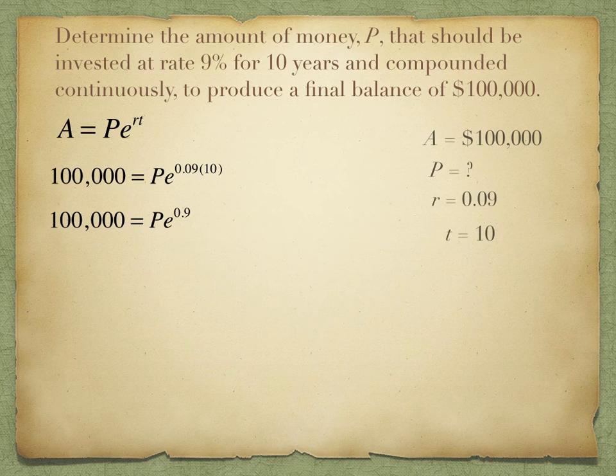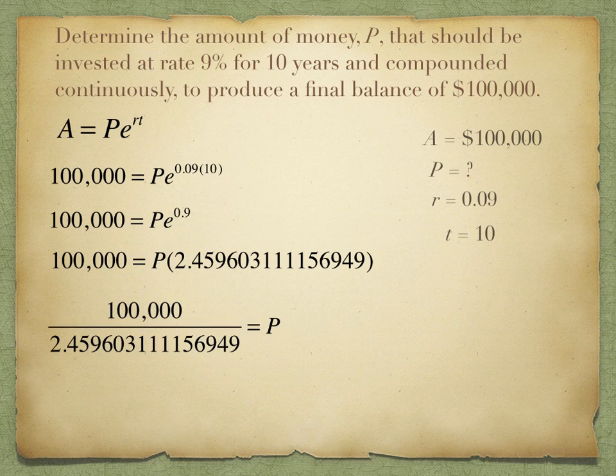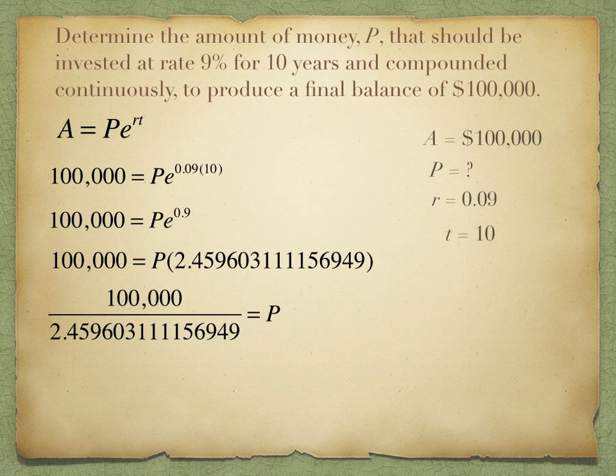And now we'll multiply the 0.09 times 10. Now we'll raise e to the 0.9 power using a calculator. We'll divide 100,000 by that value and simplify with a calculator. We get $40,656.97. That's how much money we would need to invest to get the $100,000 out after 10 years.